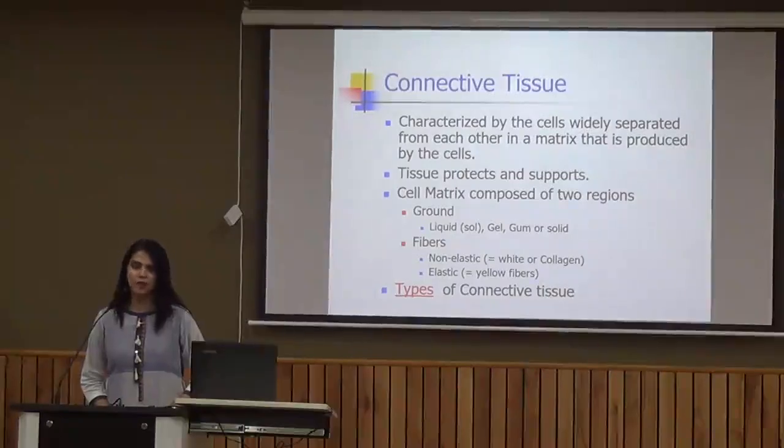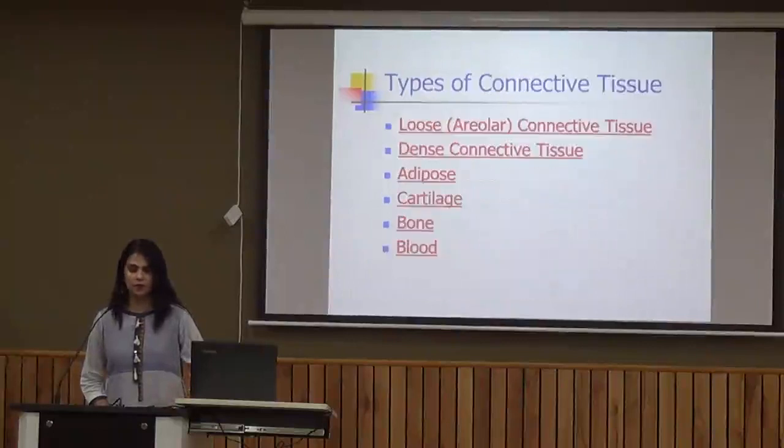Now the types of connective tissue. There are different types: loose, that is areolar connective tissue, then dense connective tissue, adipose, cartilage, bone, blood, etc. Connective tissue has been classified into many types on the basis of the nature of the matrix, where they are located, and what their function is.